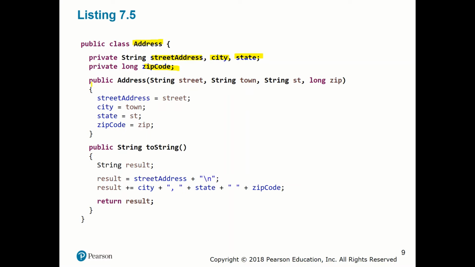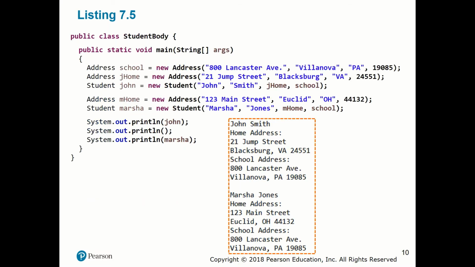Okay, so it has 4 attributes, and then in the constructor they are initialized, and there is also a toString method. Very simple class. I just want to show that Address class objects are included in the Student object. It is an aggregation relationship. This is the Student body.